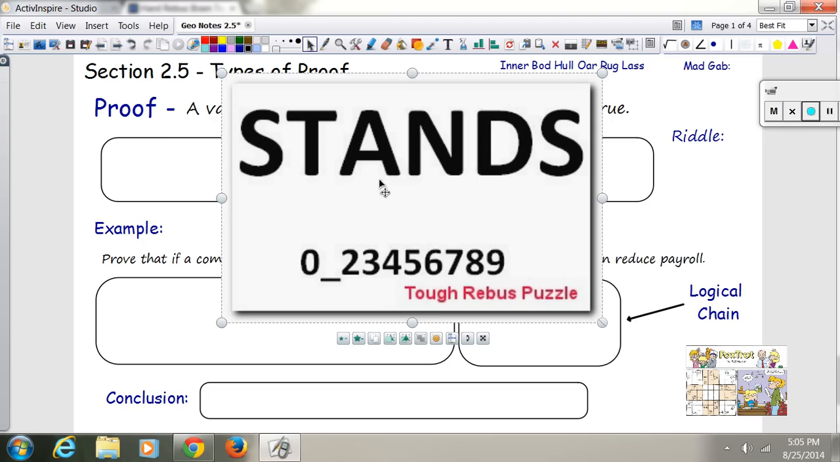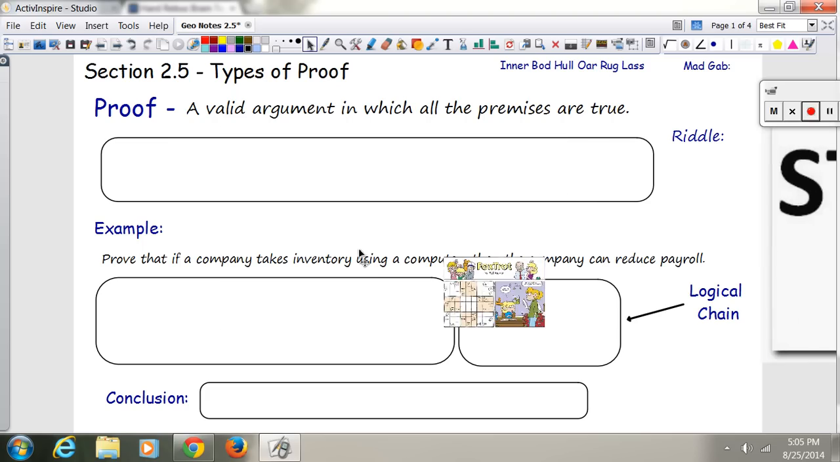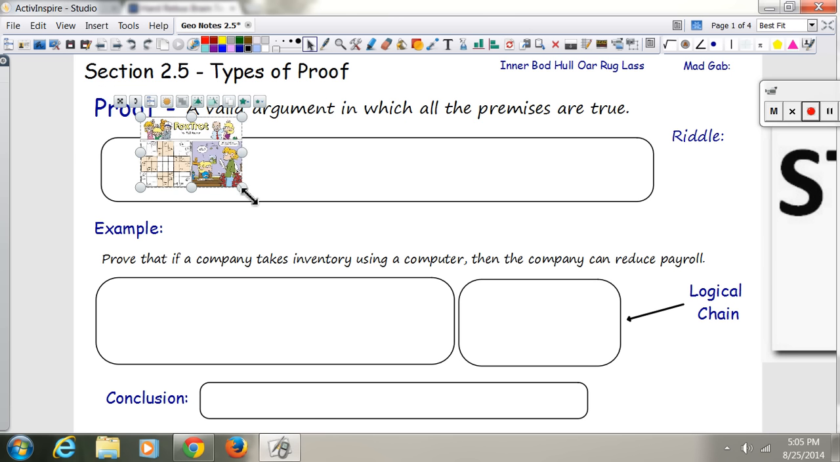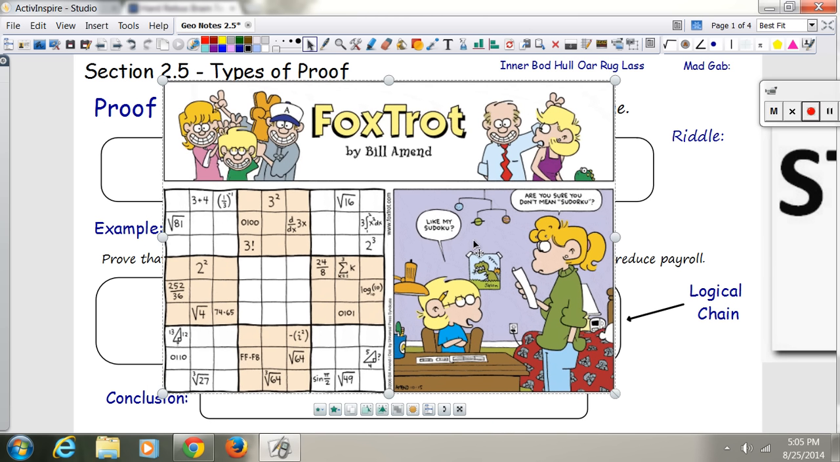You need to pause it, but if not, there it is. I'll let you put that over here now. And a little puzzle. I love puzzles, and I love Foxtrot. Foxtrot's cool. We've got little Jason here. He goes, "Do you like my Sudoku?" And boy, he's got some fun Sudokus on there. So his sister, he says, "You like my Sudoku?" And his sister says, "Aren't you sure you don't mean Sudorku?" Because she thinks he's a dork because he loves math and all this cool stuff.